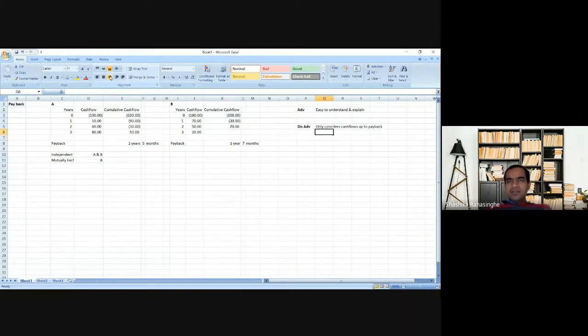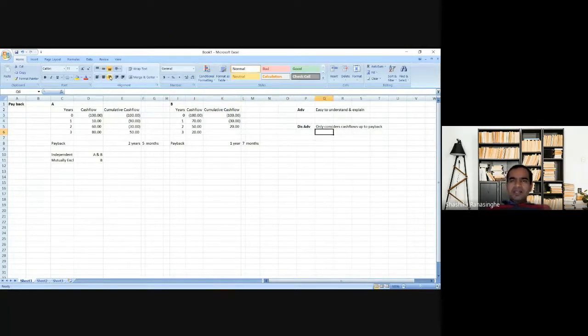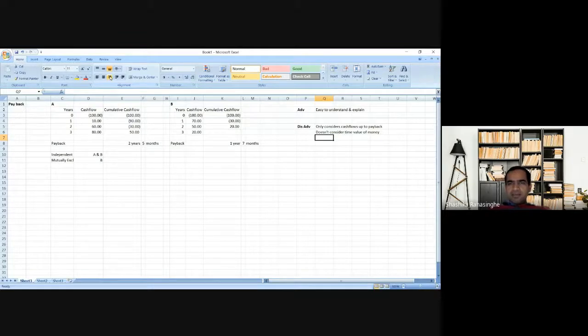It only considers cash flows up to the payback period. Now, these cash flows you receive not in the same year, but over a period of time, which means it doesn't consider time value of money. Time value of money, have we all ever heard of this concept? Yes. Very good. You remember, finally. We did it last week. So payback doesn't consider time value of money.